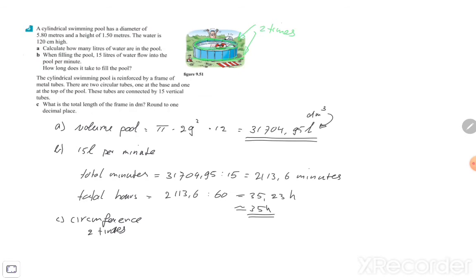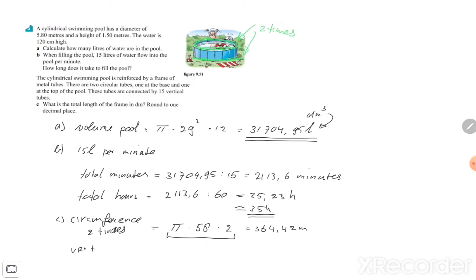So we need to calculate the circumference. The circumference was pi times the diameter. So that was 5.8 meters. So pi times 5.8. But they want to have your answer in decimeters, so maybe it's wise to immediately work with decimeters. So I'm going to work with 58. Yeah, 5.8 meters is 58 decimeters. So pi times 58, but we have 2 of those, so times 2. So this is the circumference of the 2 circles. We get 364.42 decimeters.